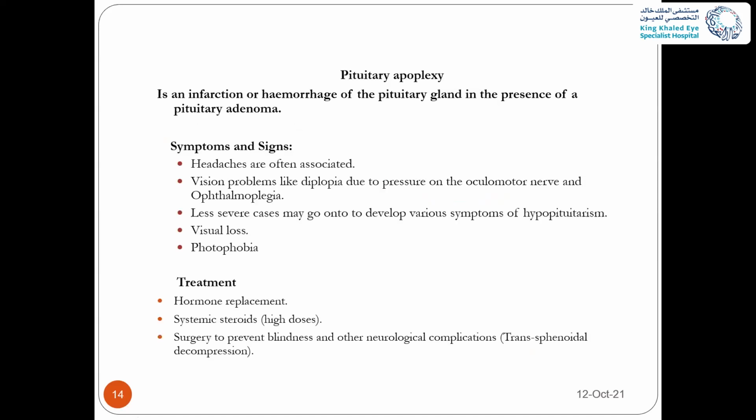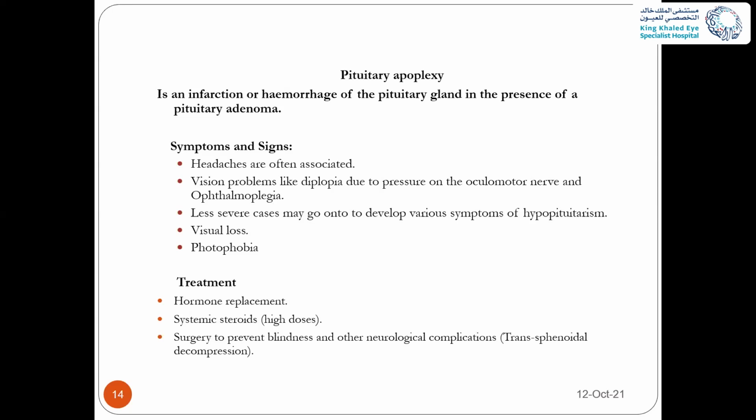Pituitary apoplexy is an infarction or hemorrhage of the pituitary gland in the presence of a pituitary adenoma. Symptoms and signs: headache is often associated, and vision problems like diplopia due to pressure on the oculomotor nerve, and ophthalmoplegia. Less severe cases may go on to develop various symptoms of hypopituitarism. We might have visual loss and photophobia, and treatment is hormonal therapy, steroids, and surgery to prevent blindness and other neurological complications. So this is a vision- and life-saving condition.